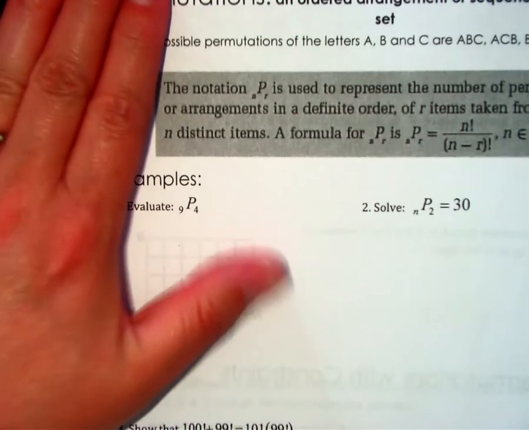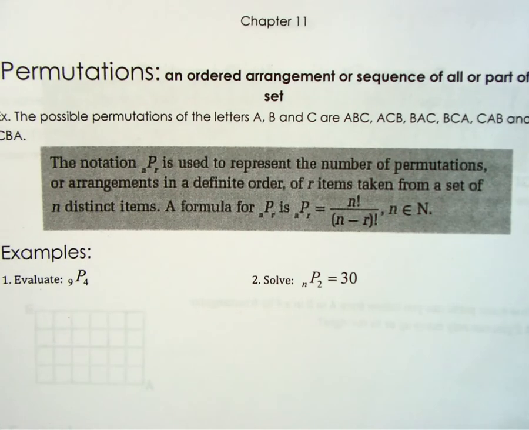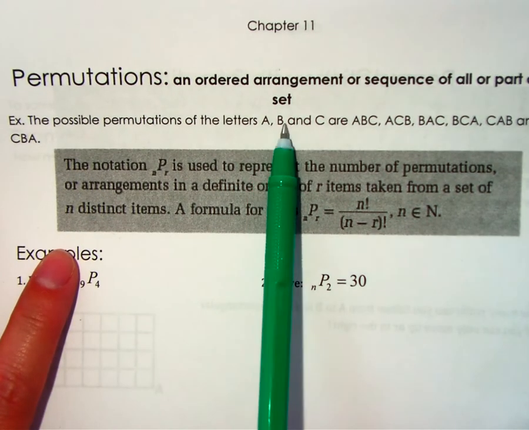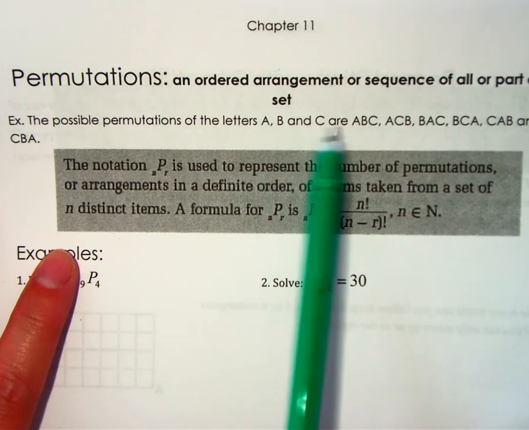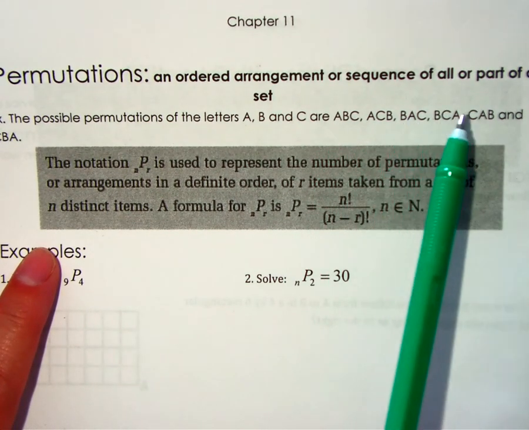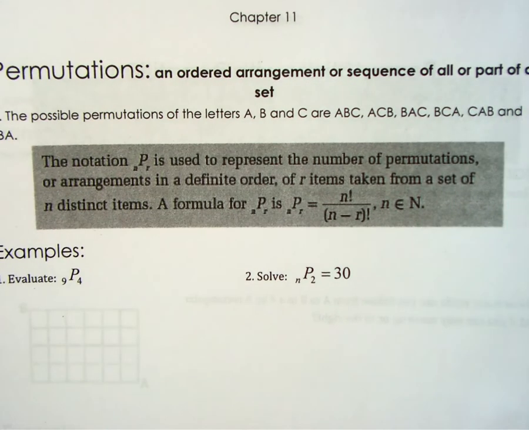Okay, here we go. Permutations. This is where we are. Okay, so permutations. Permutations is an ordered set or sequence of all parts of a set. I don't know if that makes sense. So if I have letters A, B, and C, they can be arranged this many ways. And I want to say that order matters.